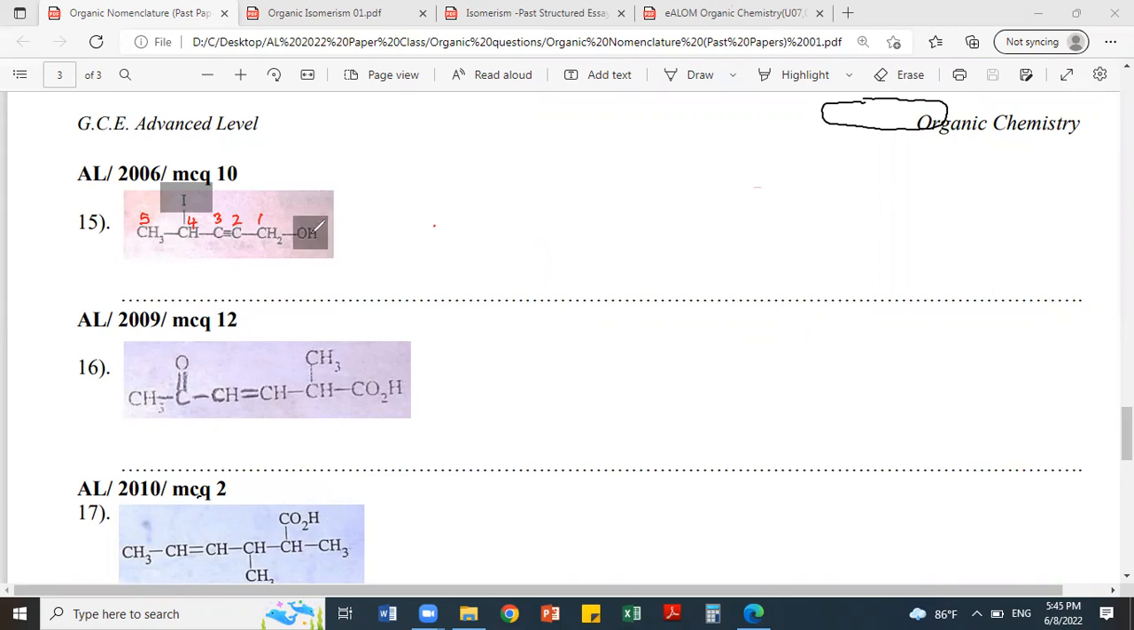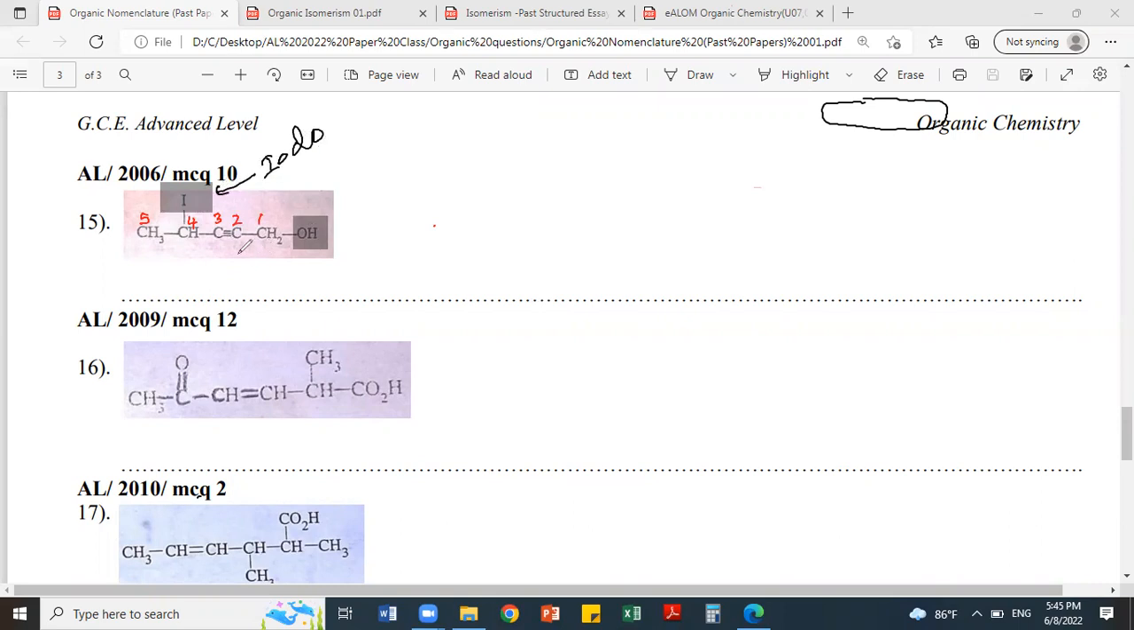Okay, so what is the first step? Selecting the longest carbon chain containing the functional group and any double bond or triple bond, and containing the maximum number of substituent groups. So this is called iodo. That is the only substituent group here, iodo. Halogen, if it is fluorine, fluoro, chloro, bromo, iodo like that. So this is iodo, I-O-D-O.